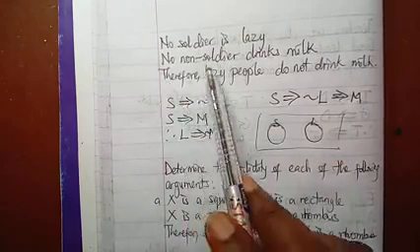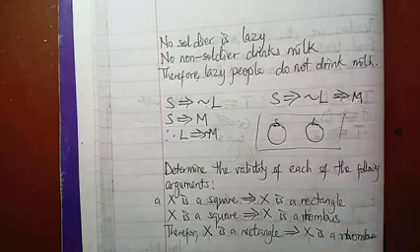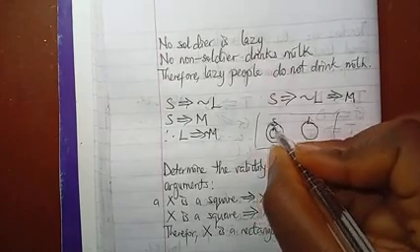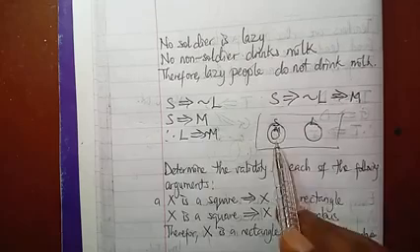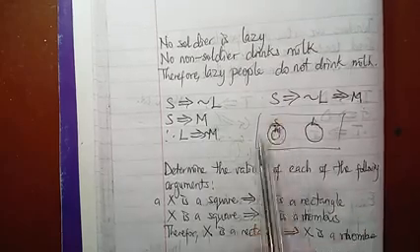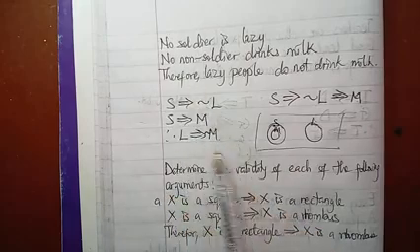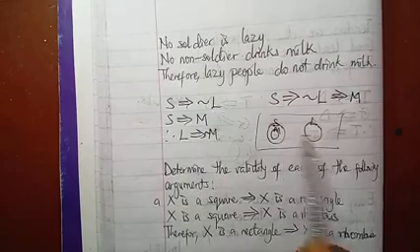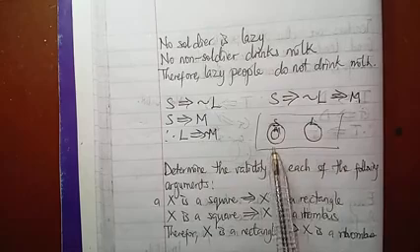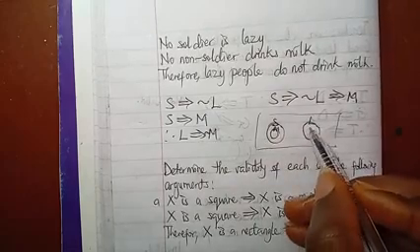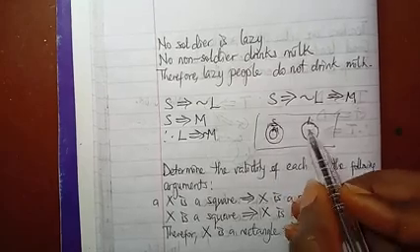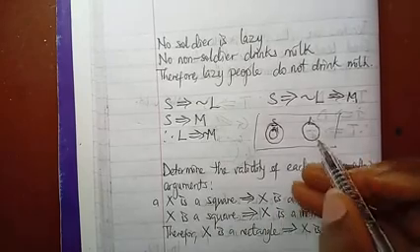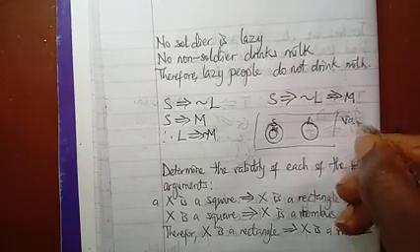Okay. No non-soldier drinks milk. So meaning that only soldiers can drink milk. That means milk drinkers are inside soldiers. So it's only soldiers that are allowed to drink milk in this place. So the conclusion now says, therefore, lazy people do not drink milk. So we can see from this Venn diagram that there is no way lazy persons and milk drinkers came together. So no lazy person, that is, lazy people don't drink milk. We don't have milk drinkers inside this group of lazy people. So this argument is valid.